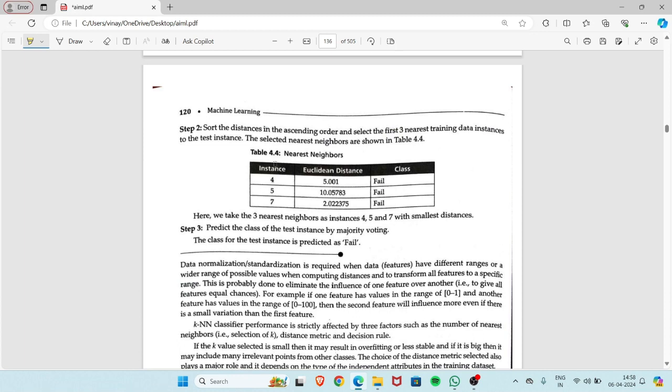These are the instances, the Euclidean distance we have found, and the class. Now, if the majority voting goes to fail, then the predicted class will be fail. Suppose all these classes were pass, then the predicted class would be pass. If only two of them were pass, the majority category would still be pass, so the predicted category would be pass. Here, all the categories are fail and the majority is fail, so the class for this test instance is predicted as fail.